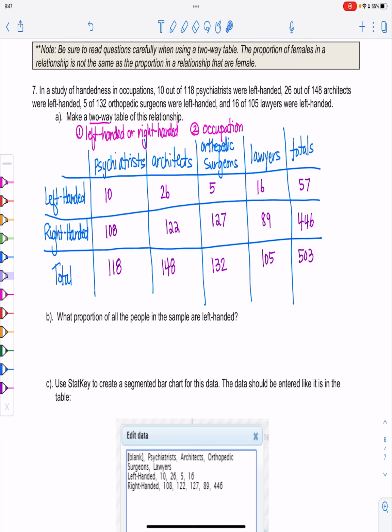Now let's try to answer a question about a proportion involved in this table. What proportion of all the people in the sample are left-handed? So remember, all the people in the sample becomes my whole. So that's 503. And then are left-handed becomes my numerator. Because it's for the whole table, I'm just looking at how many are left-handed out of the whole table. And it's 57. This is a p-hat. And what is this as a decimal? 57 divided by 503 is 0.113.